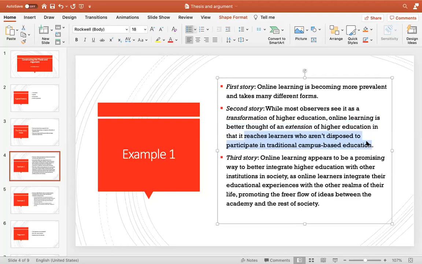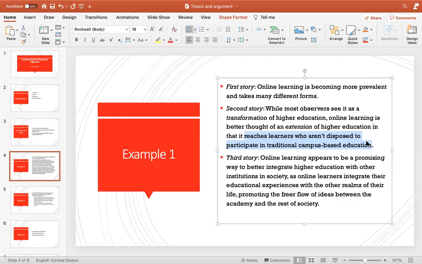Now, this statement is a little arguable. Why? Because it says that online learning is an extension of higher education. Not all people believe it. Some people say that online learning is a replacement of higher education. You can totally replace higher education with online learning. So online learning can totally take the place of higher education. Now, I hope you understand what the difference is.